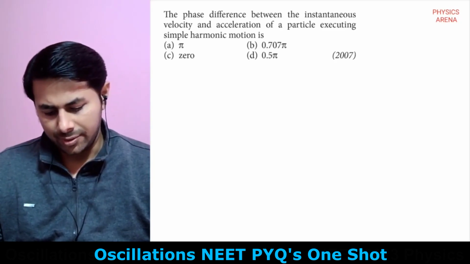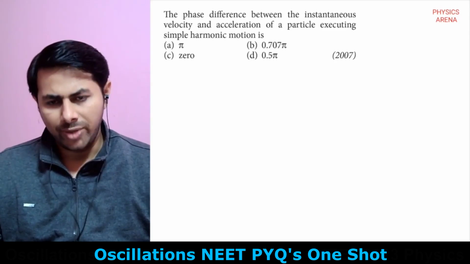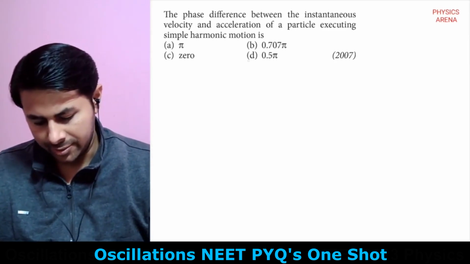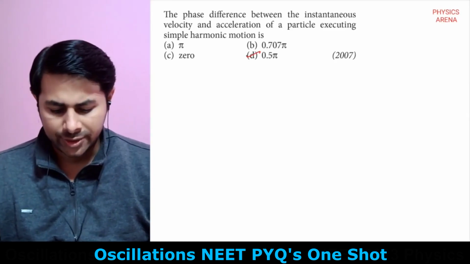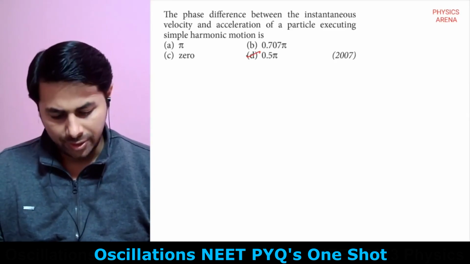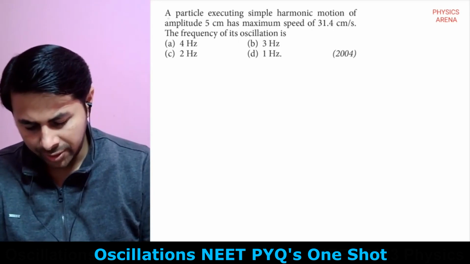Option D, 0.5 pi. Right. Okay. Phase difference between velocity and acceleration is pi by 2. Let's see this next question.